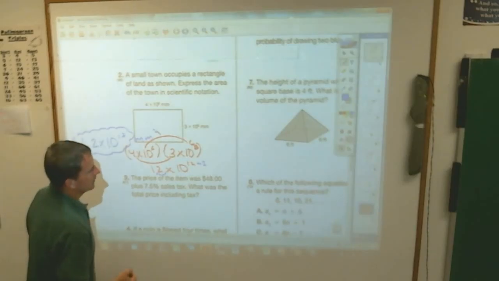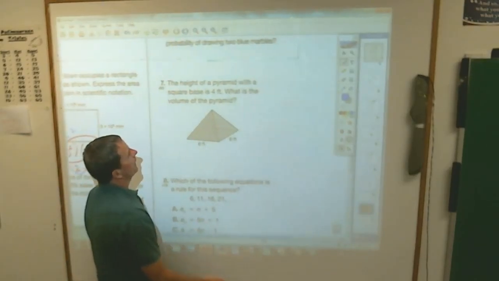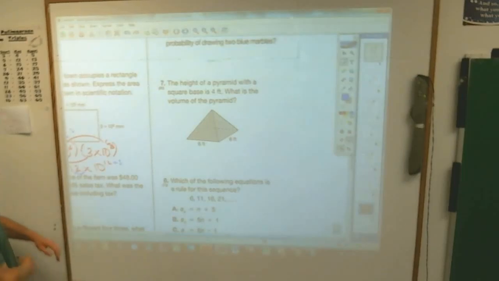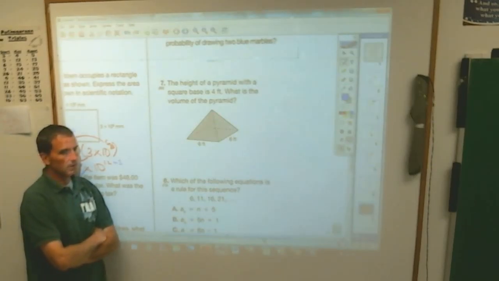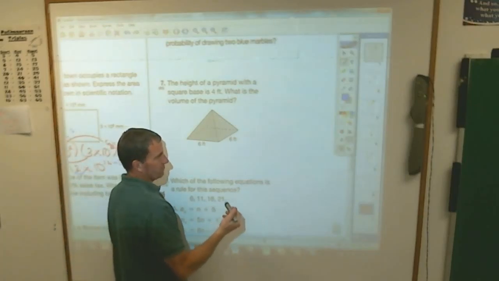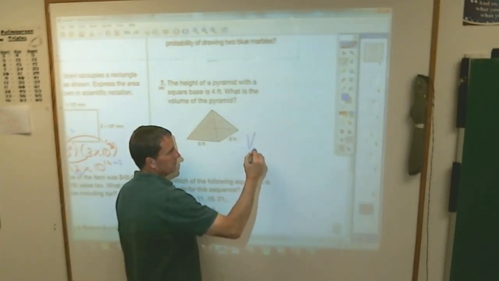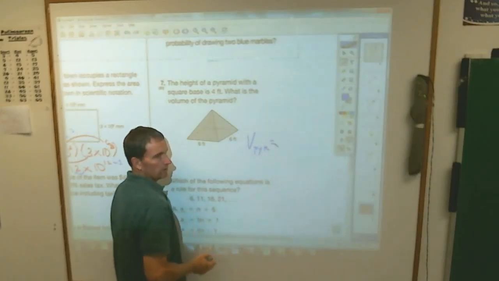Landon? 7. The height of the pyramid with the square base is 4 feet. What's the volume? Well, the first thing we have to know is what's the formula for the volume of a pyramid? Landon? Did you try to do this without using the formula for the volume of a pyramid? Well, unfortunately, it's not base times height.